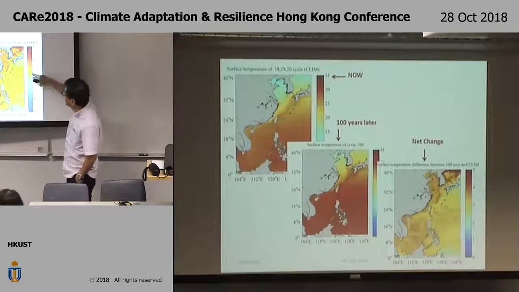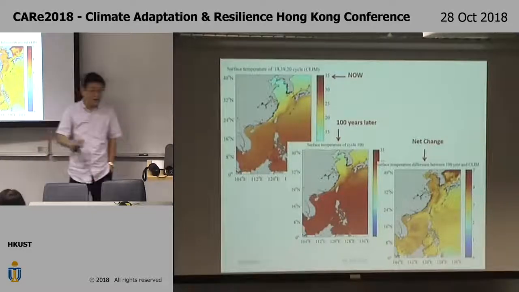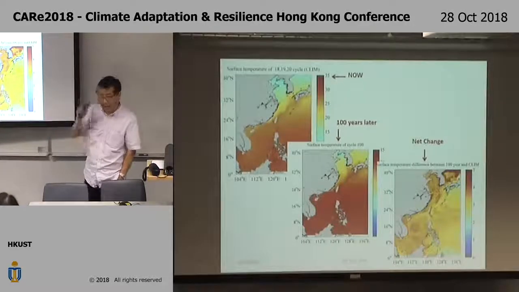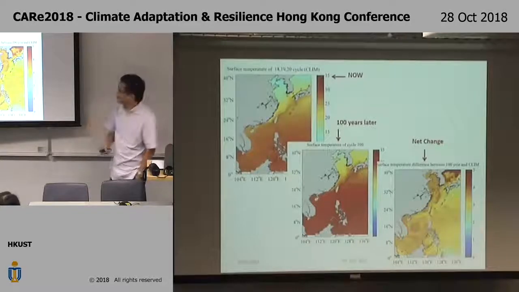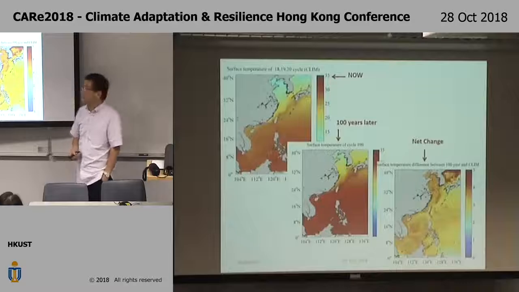Look at this color bar. It's like 3 to 4 degrees. This is under the scenario where in 100 years we have an increase of air temperature of 4 degrees, and CO2 increases to 400 something. This is scenario RCP 8.5.